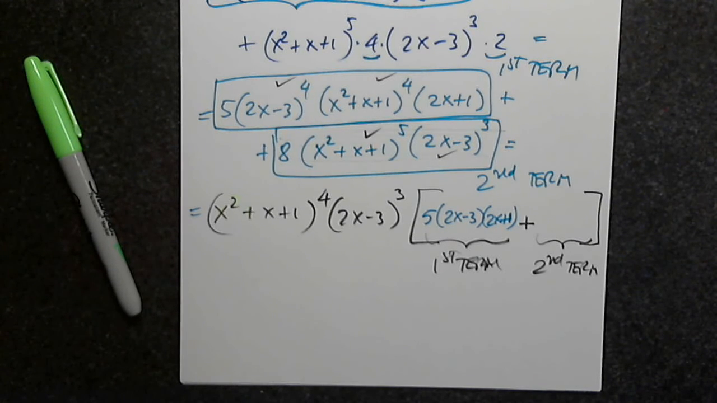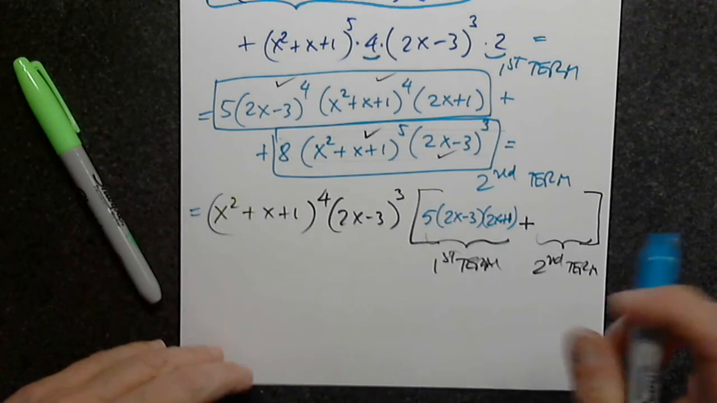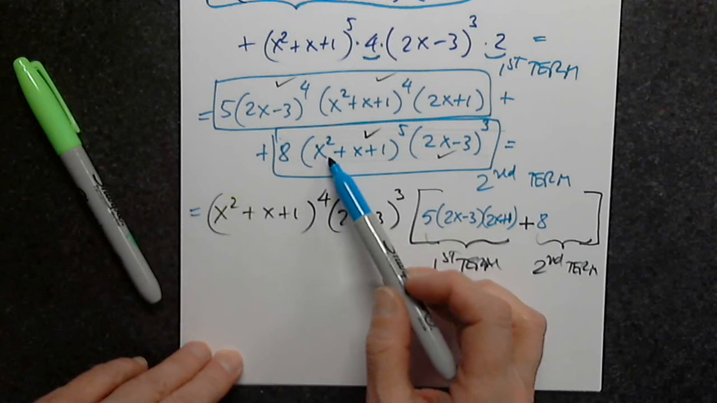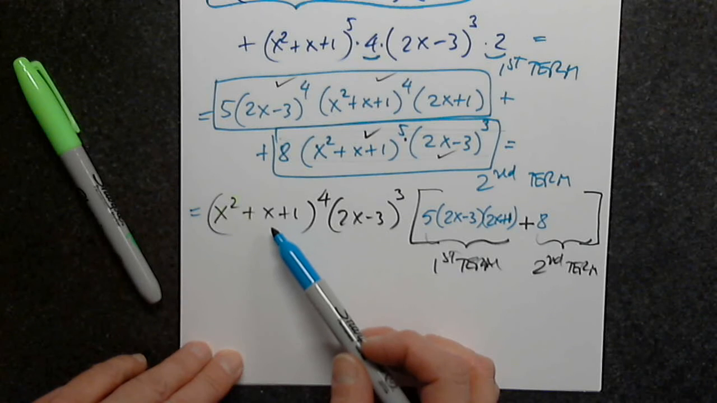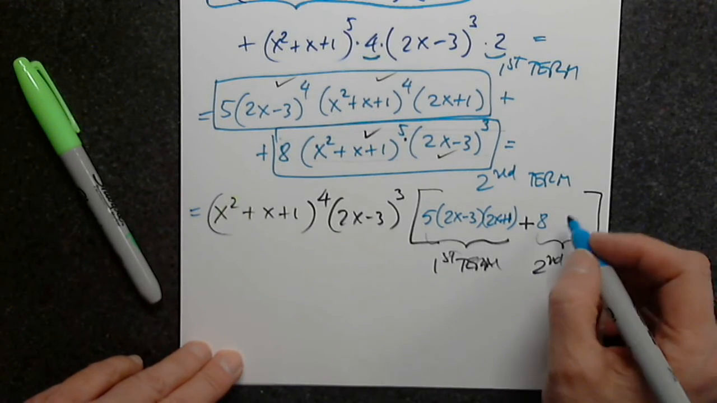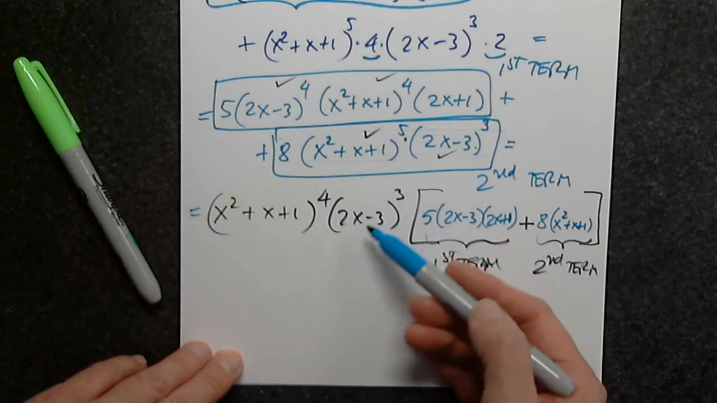Yes, everyone? Okay, awesome. Now I'm looking at the second term. An 8 has to be inside. X squared plus x plus 1, it had 5, but 4 of them are outside now. How many are left? Yes. And then this is completely out.